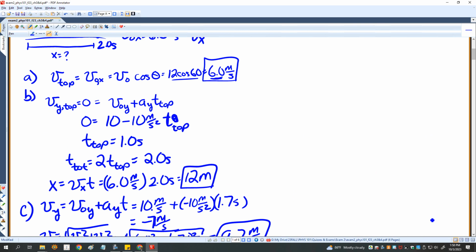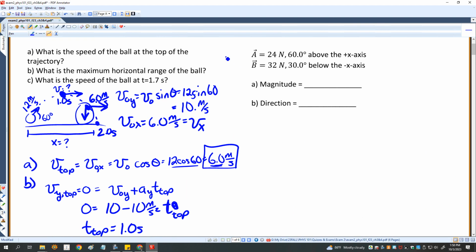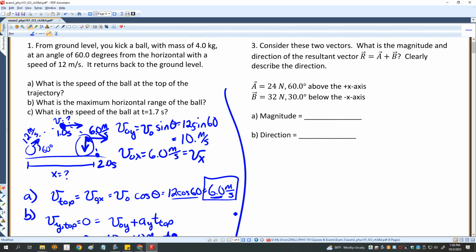And then for number 3, I just have these 2 vectors. I want to know what is the sum A plus B. Let's just draw them so I'll get some idea of what I've got. So I've got 24 at 60 degrees above the x-axis, and then 32 newtons at 30 degrees below the negative x-axis. So it's going to look sort of like that.